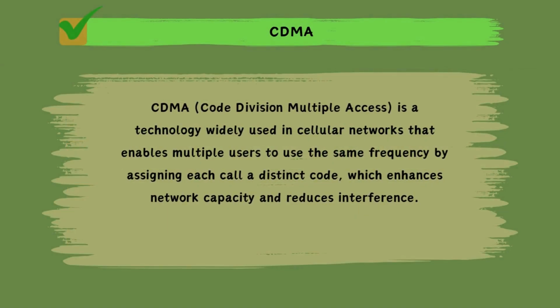CDMA, Code Division Multiple Access, is a technology widely used in cellular networks that enables multiple users to use the same frequency by assigning each call a distinct code, which enhances network capacity and reduces interference.